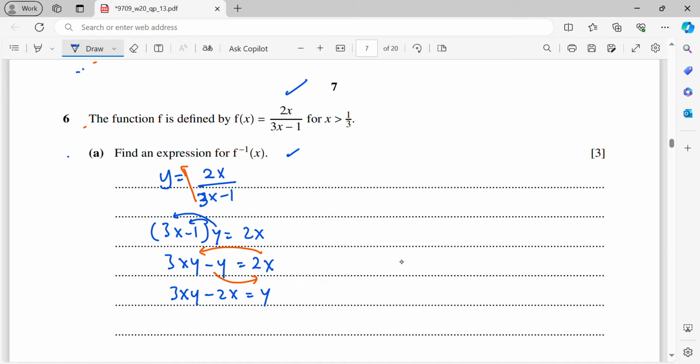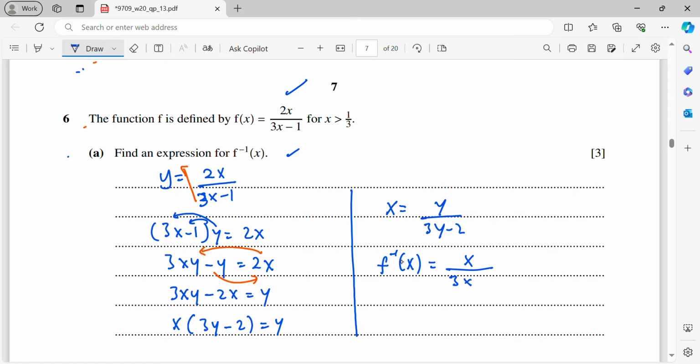Now for the left hand side, to get the x as a subject, factorize the x, that will be 3y minus 2 inside the bracket. Okay, and lastly, to get the x, this 3y minus 2 will be moved down to the right side. It's like we are dividing the whole equation by 3y minus 2. So you will get y over 3y minus 2. Hence, I will be getting f inverse equals to x over 3x minus 2. So that is my f inverse.